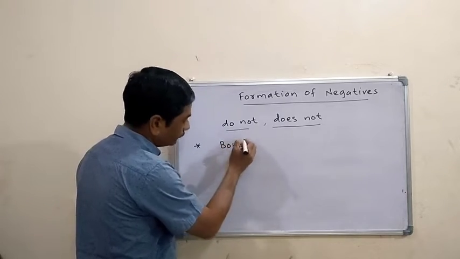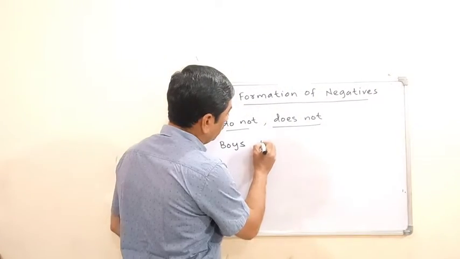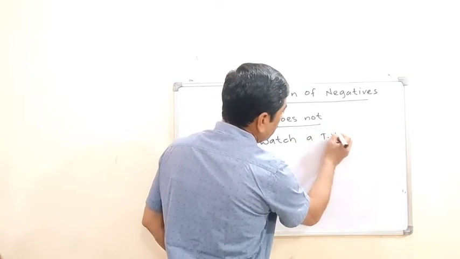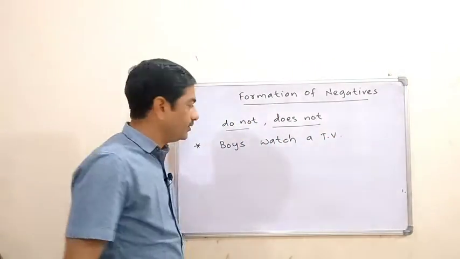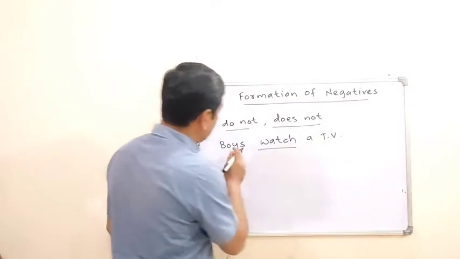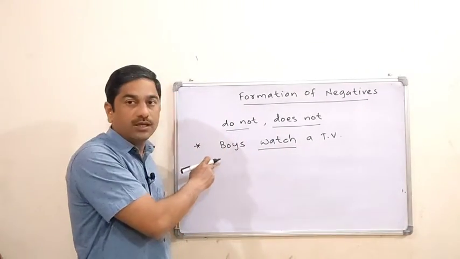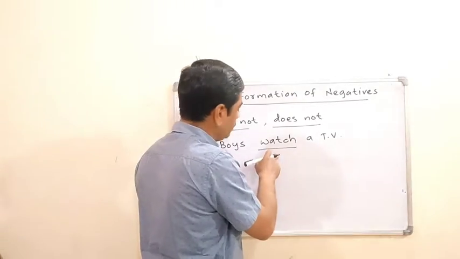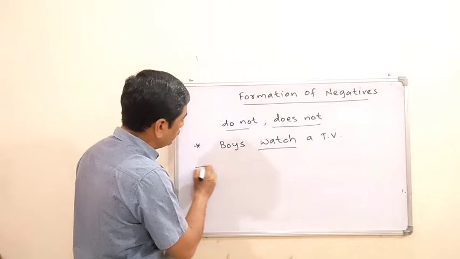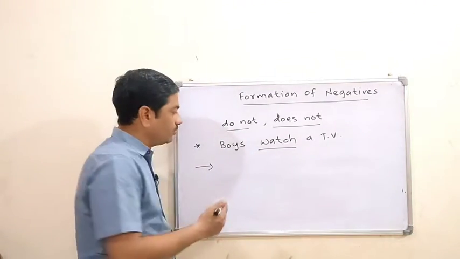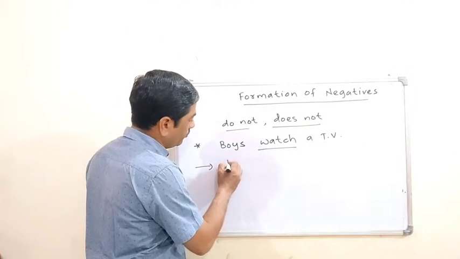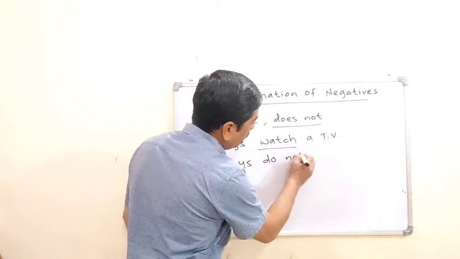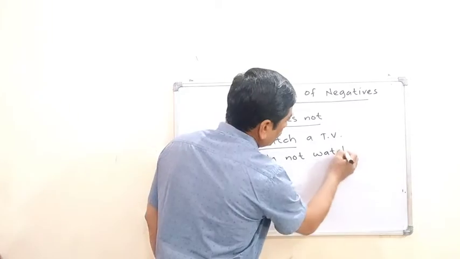Boys watch a TV. In this sentence, boys is a plural noun. That's why watch is used. While changing it into negative, you will make use of do not. Boys do not watch a TV.